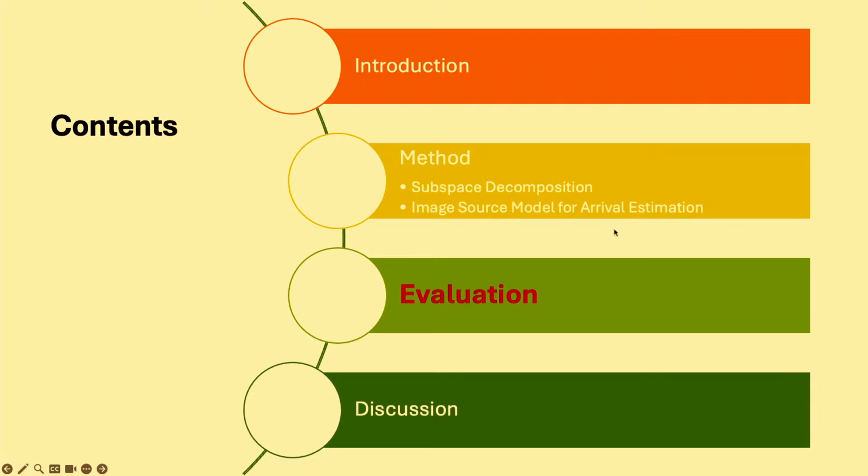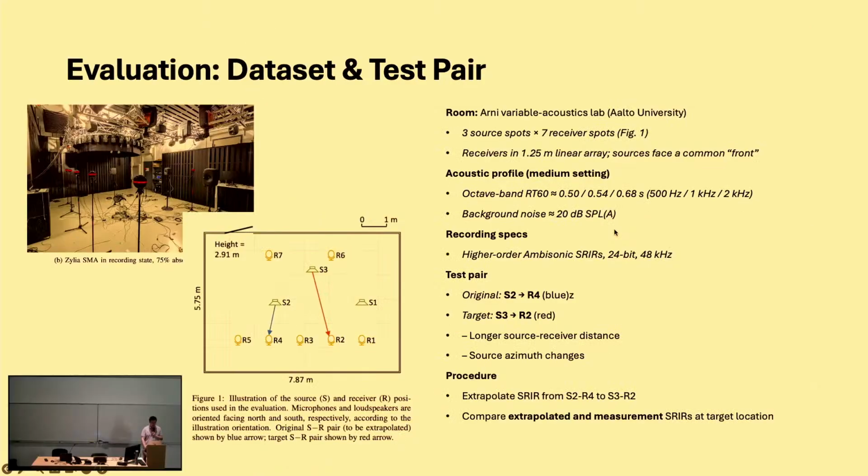Then we come to the evaluation. First, a quick introduction to this data set. We measured a room like this, with different kinds of reflection on the wall, and different positions of the source and the listener. We want to move the sound from source 2, receiver 4 to source 3, receiver 2. So from the blue one to the red one.